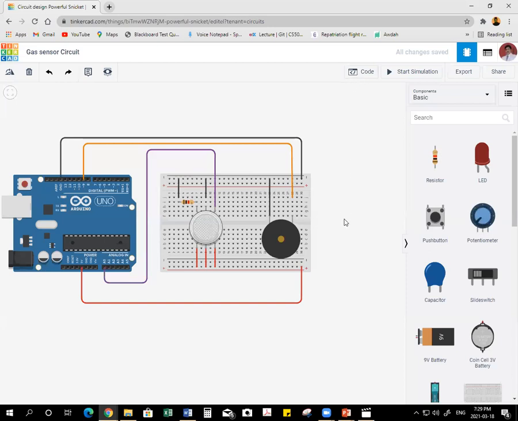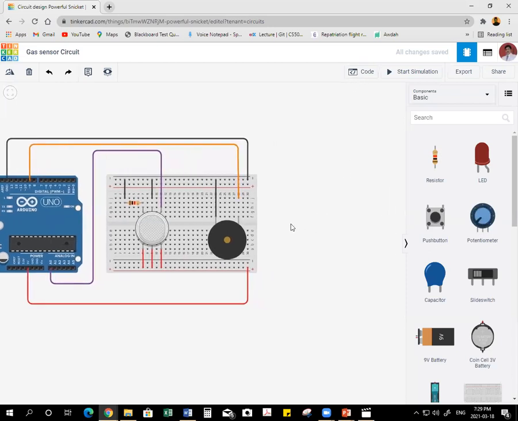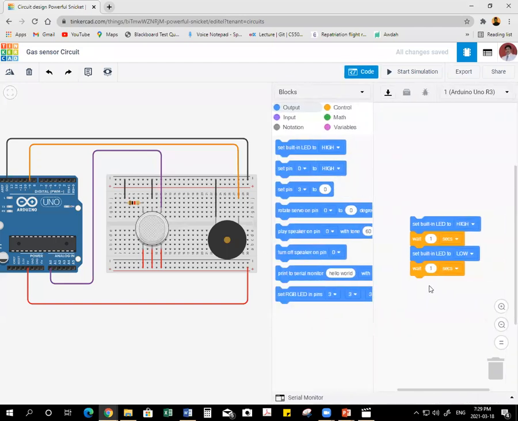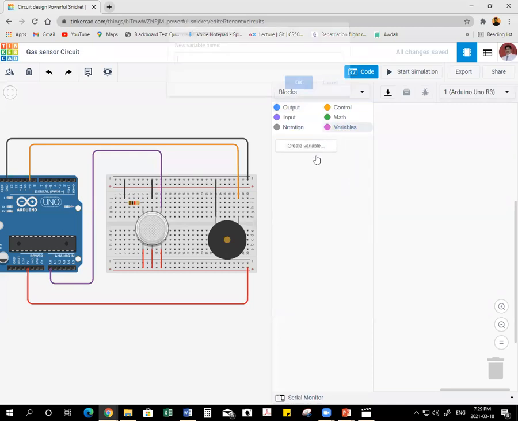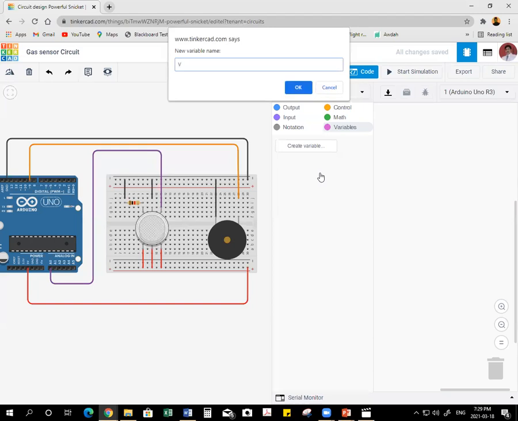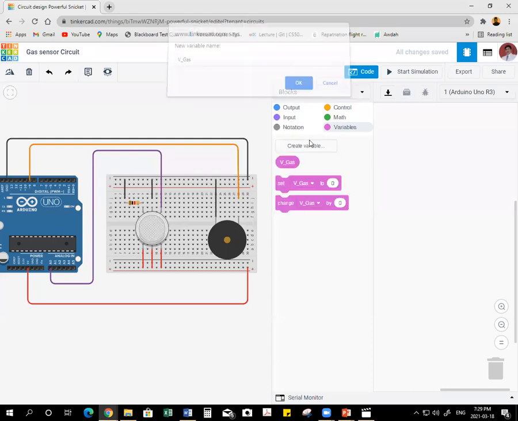Then we'll go for the code. Just observe. I will move on and go for the code. It is very easy. Now remove this. So what we need is a variable V gas. Let us take one variable we create, voltage for the gas. One variable will be created in which the value will be saved.